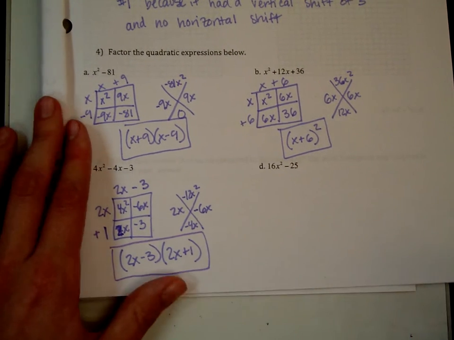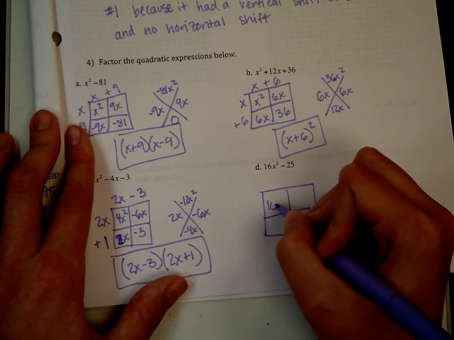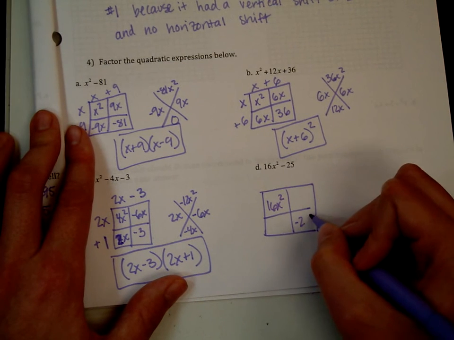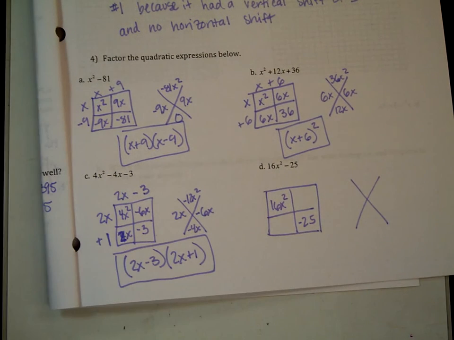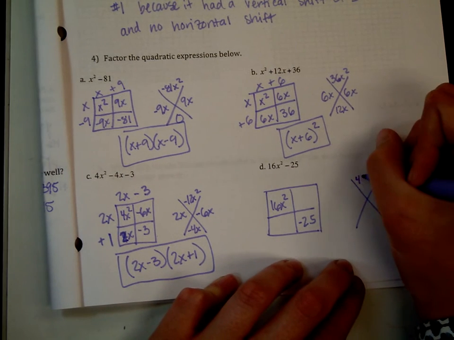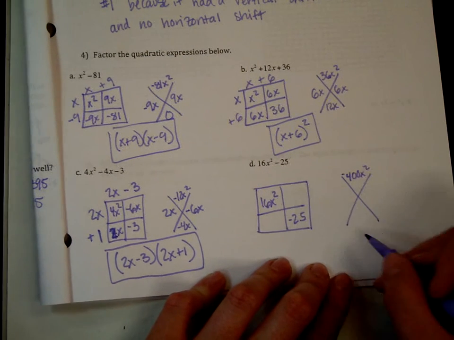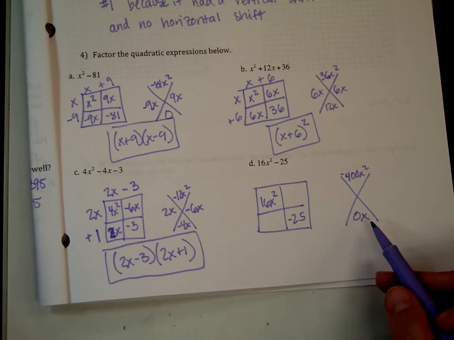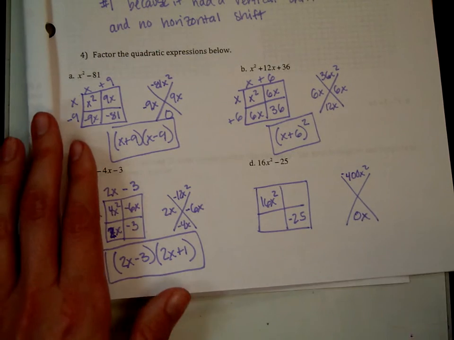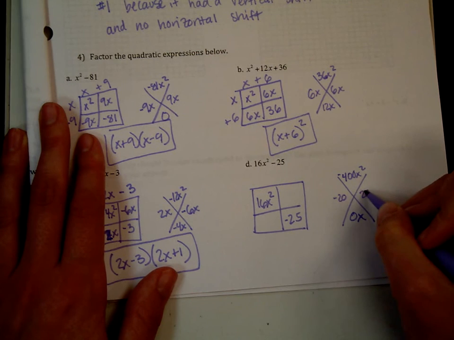And then this last one, I've got 16x squared minus 25. 16 times 25 is probably a very large number. 400. So this is negative 400x squared. We've got no x's, so this is going to be 0x. So I know two numbers are going to be positive and negative. I think it's going to be 20, because negative 20 times positive 20 is 400.